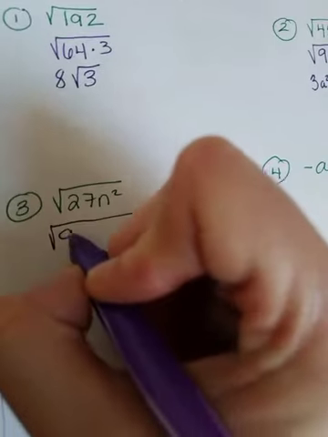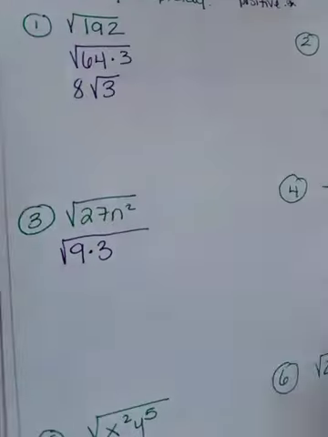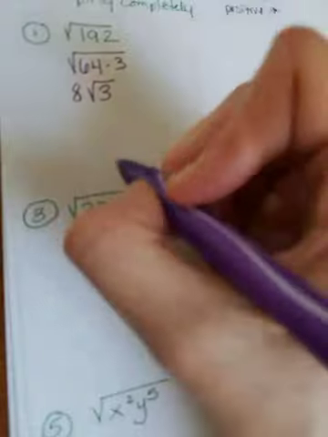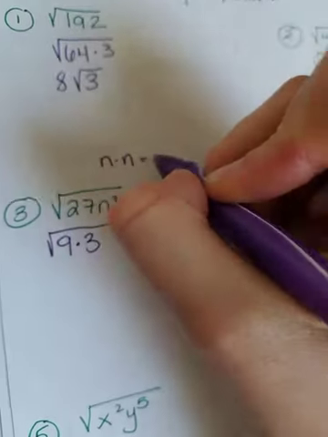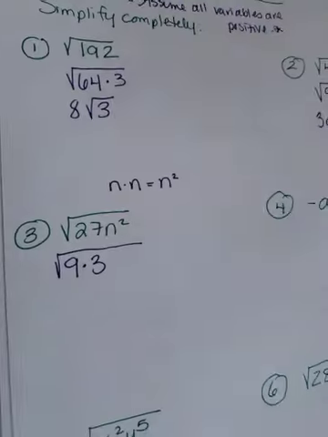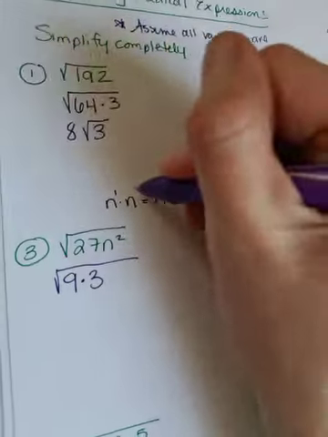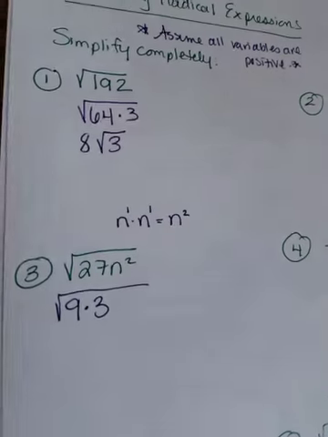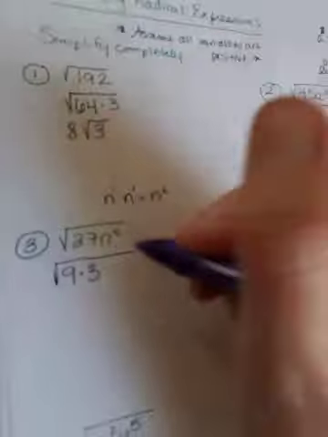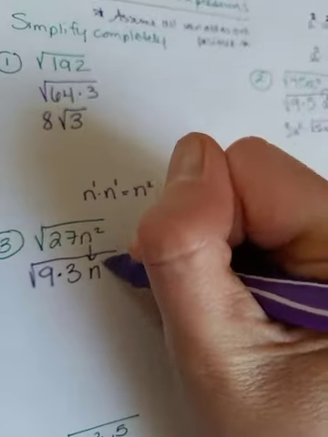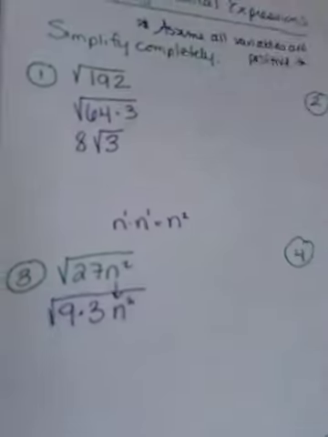Okay, so 27. What perfect square goes into 27? 9 times 3. N squared. Can you write n to some power times n to that same power to get n squared? The answer is yes. It's 1 and 1 because 1 plus 1 is 2. So in this case, we do not have to rewrite n squared as two different n's.